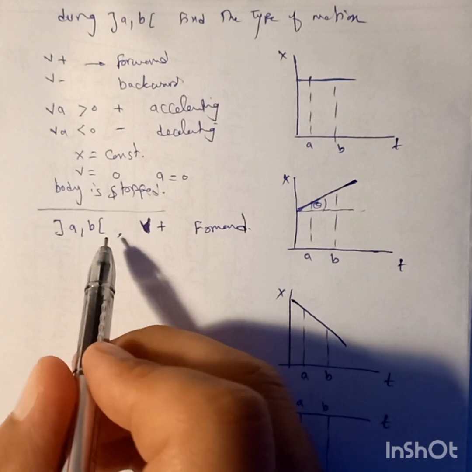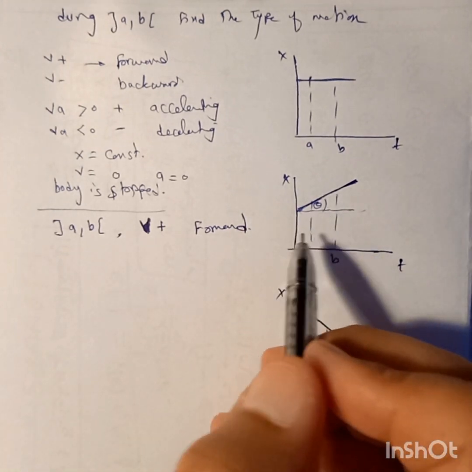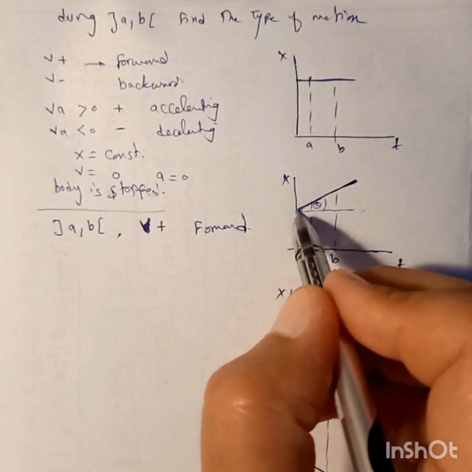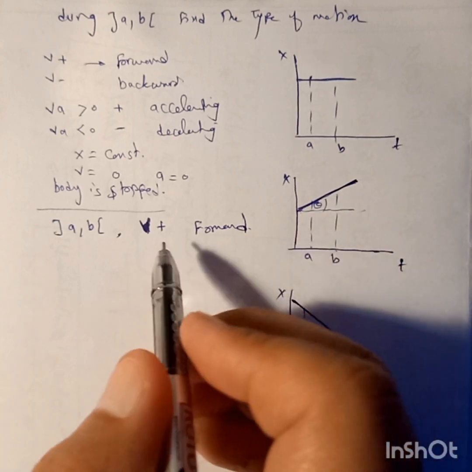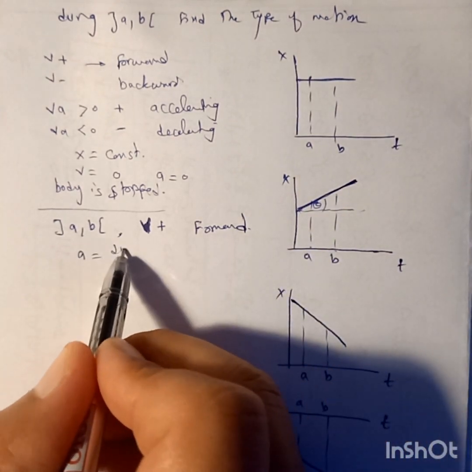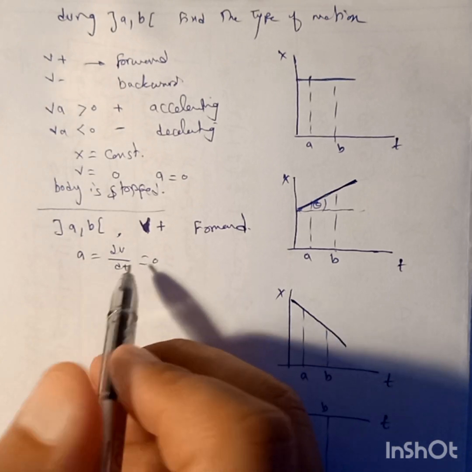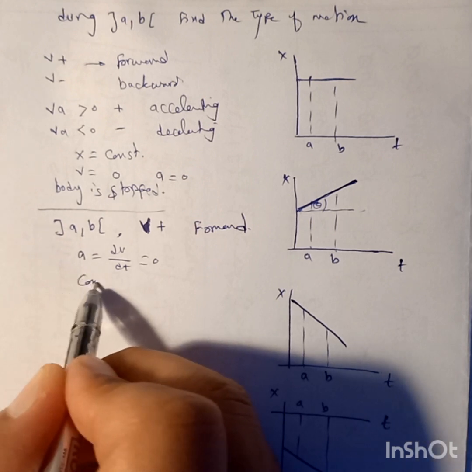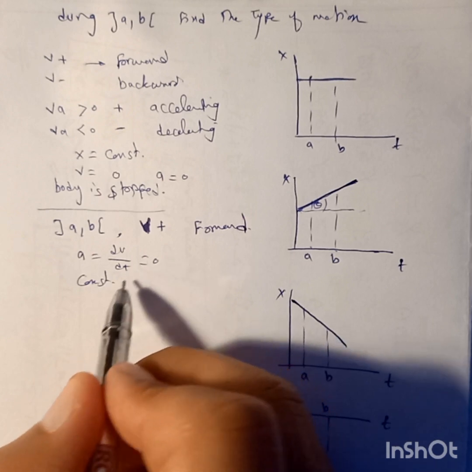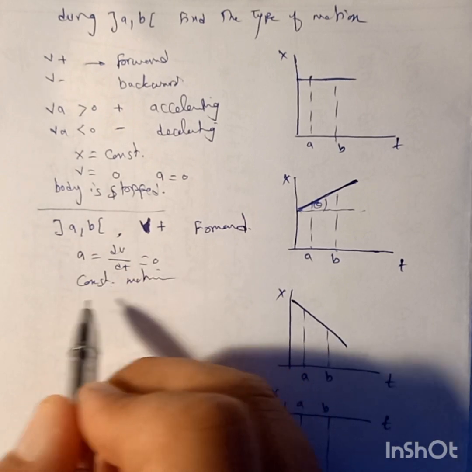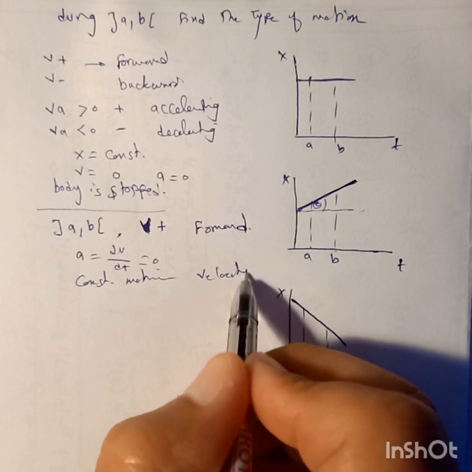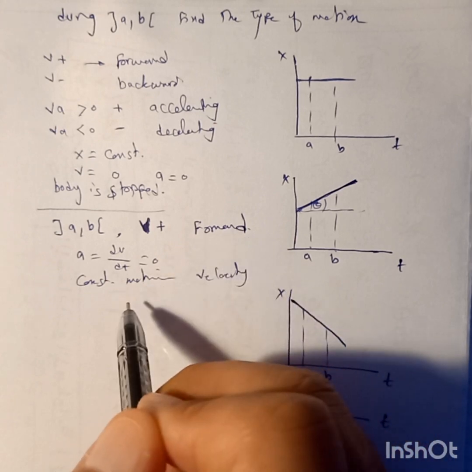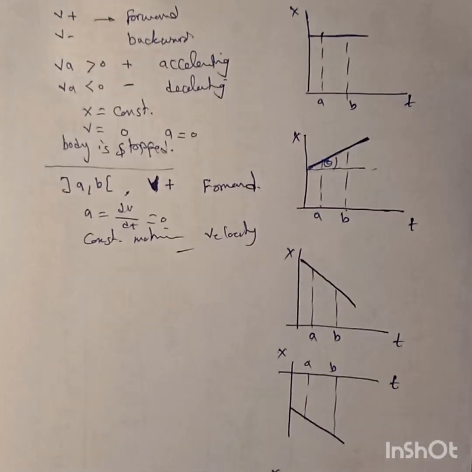This is step number 1. Step number 2, we have to find the acceleration and its sign within the time interval a and b. As v is constant, then acceleration equals dv/dt equals 0. Then here we have motion in the forward direction with constant velocity. You can express it as follows: we have a body moving in the forward direction with constant velocity. Okay, this is curve number 2.